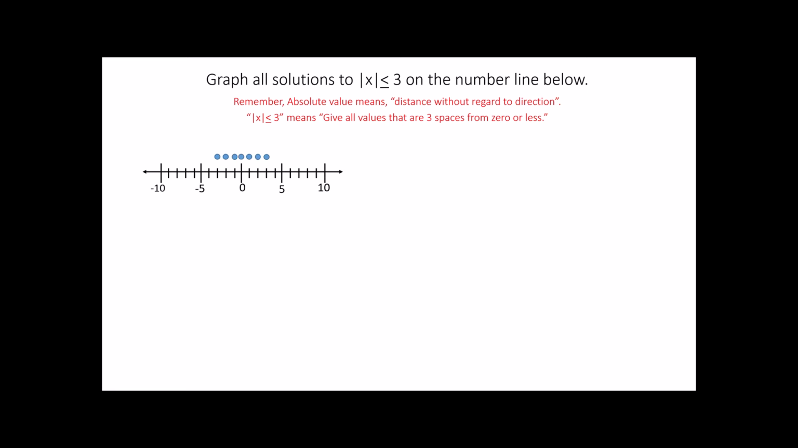And also don't forget that 0 is less than 3 spaces away from itself. It is exactly in the same position as itself. And of course, there are some fractional or decimal values that are in between. So if I were trying to show all solutions to the inequality, the absolute value of x is less than or equal to 3, this is what I would need to show.